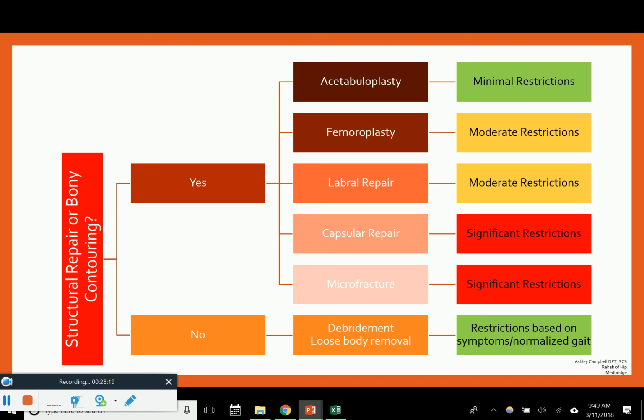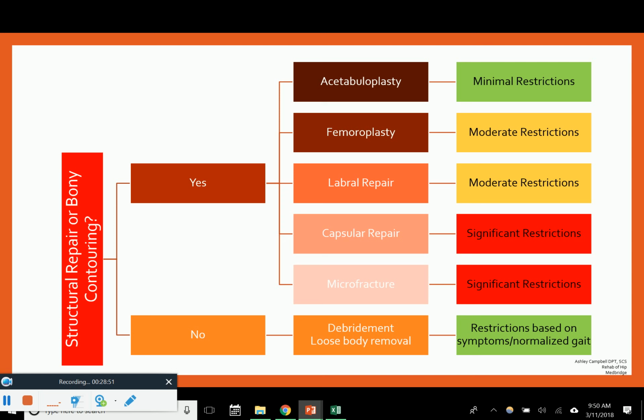All right, this is a slide that kind of helps someone determine what restrictions, if they have high-level restrictions or not, based on the surgical technique. So if it's a structural repair or bony contouring, if you choose no, then you only have one option. That's debridement or loose body removal. The restrictions are then based on the symptoms until they normalize gait. There's really not weight-bearing restrictions here. They're just cleaning it up. They're not fixing or repairing anything.